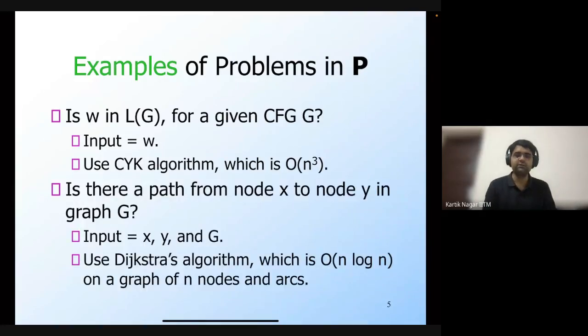And you have seen many problems probably earlier as well. For example, here's a very famous problem from graph theory: is there a path from node X to node Y in the graph G? Here the input would be the graph G and the nodes X and Y in G. You can solve this problem, for example, using Dijkstra's algorithm in order of n log n time, where n is the number of nodes in the graph. So these are problems in P. They have a deterministic polynomial time-bounded Turing machine which can solve that problem.